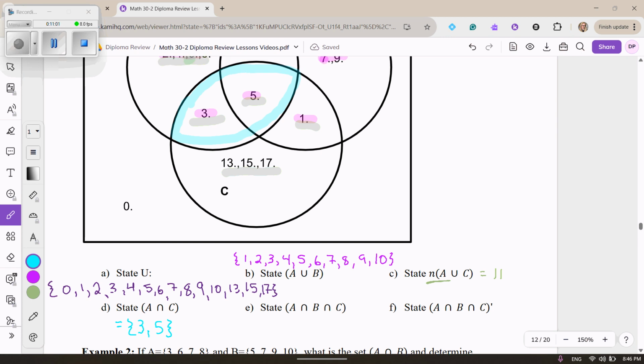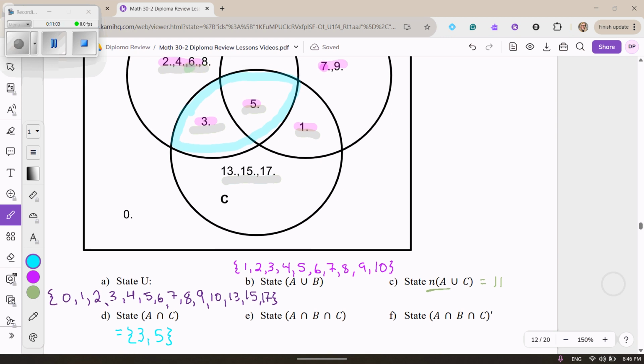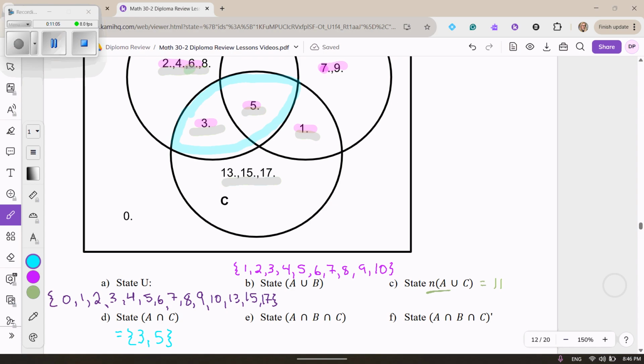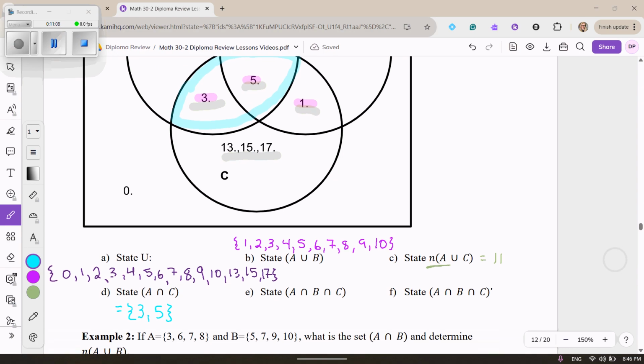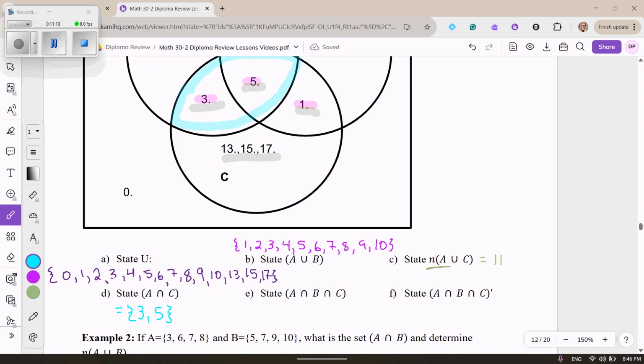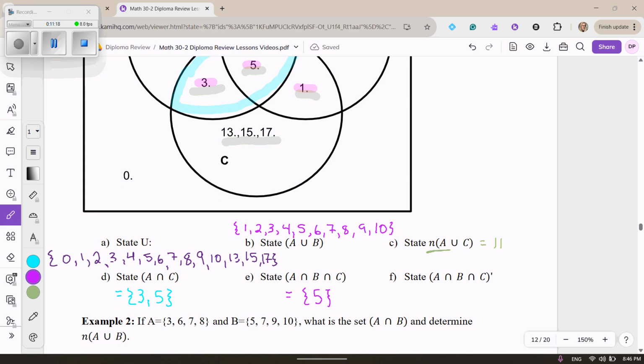Okay, now we have A intersect B intersect C. So now we're looking for what's in all three sets, the intersection of all three, and that is just going to be 5. Okay, notice for all of them that I'm using my curly brackets, putting commas between my elements.